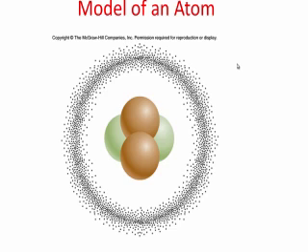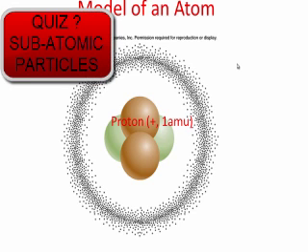This is a diagram of an atom. An atom consists of three subatomic particles. The first two are the protons and the neutrons. Protons are found in the nucleus of the atom. They have a charge of +1. They also have a mass of 1 atomic mass unit.